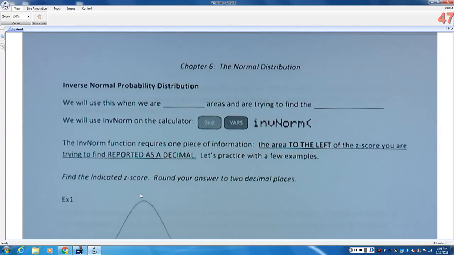Okay, that table is for before calculators. Okay, we're gonna pause it.